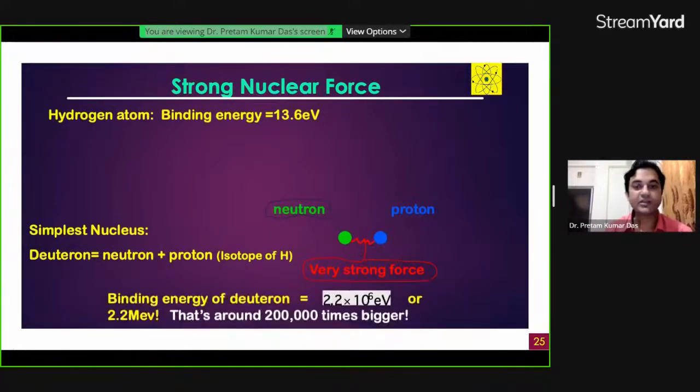And there is a similar force inside the atom, but this is not a nuclear force, this is a Coulomb force, the force between a proton and electron. And the binding energy of deuteron: the small nucleus which contains 1 proton and 1 neutron is deuteron nucleus, and the binding energy of deuteron is 2.2 MeV.